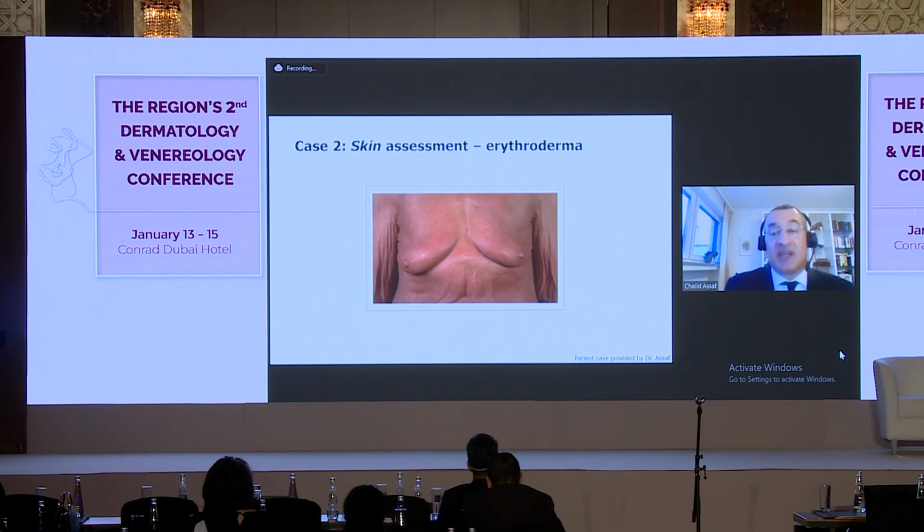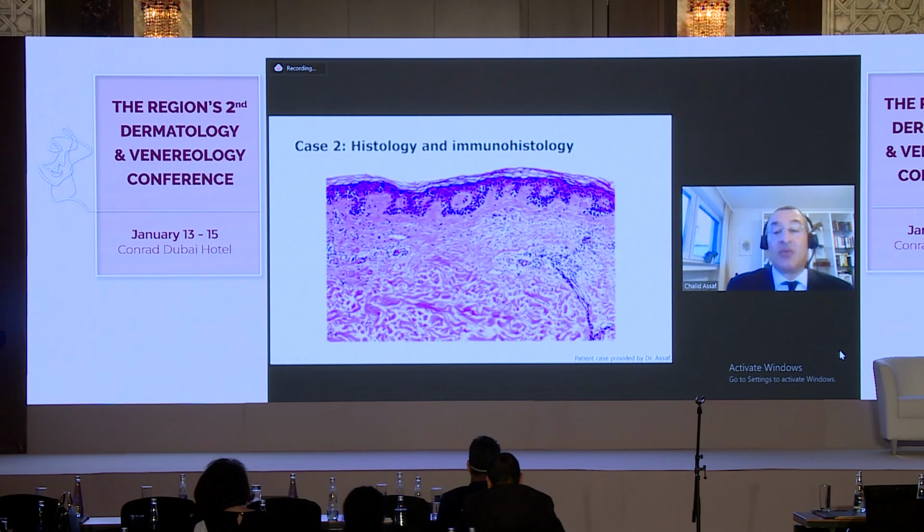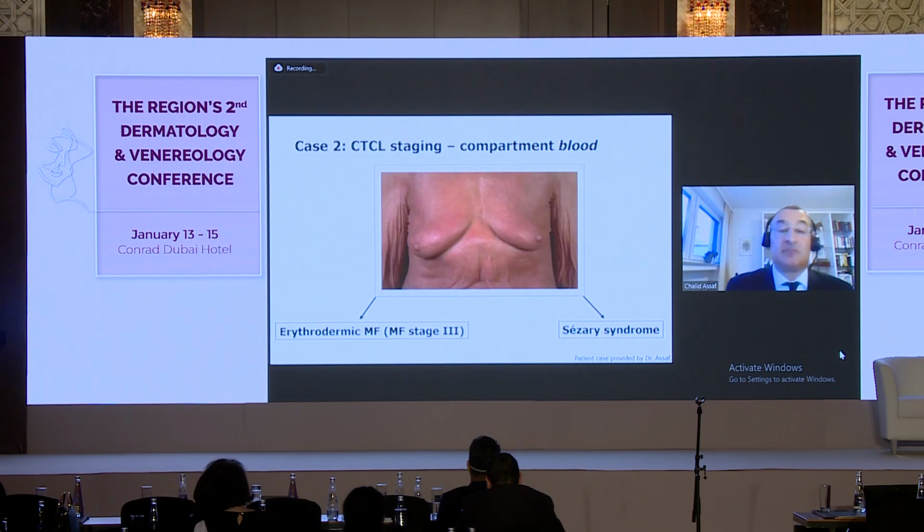So skin erythema, if you have the case of erythroderma, it's always a very difficult differential diagnosis. You have pityriasis rubra pilaris, psoriasis, atopic dermatitis, a drug reaction, severe seborrheic dermatitis, especially in immune-suppressed patients, or it could be cutaneous lymphoma. Of course, you need here also the histology, where you see some epidermotropic infiltrate. So in this case, it's confirmed, and you have now the diagnosis of a cutaneous T-cell lymphoma.